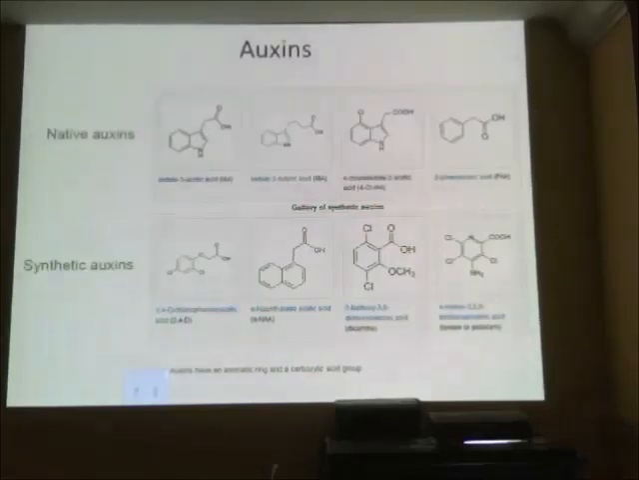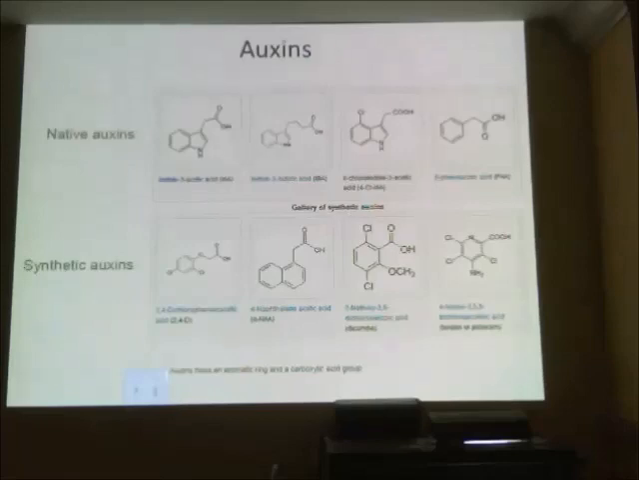Now, there's one here that's a little unusual because it's not an indole derivative, but it is a phenyl, which is the benzene ring itself, again attached to the acetic acid. And that's another naturally occurring growth hormone. But indole 3 acetic acid, IAA, is probably the most potent of these 4 naturally occurring compounds.